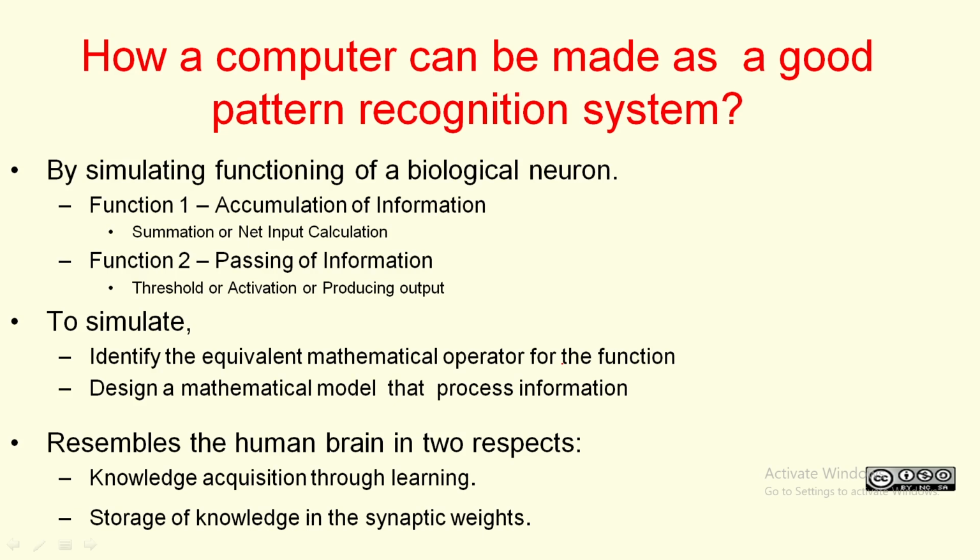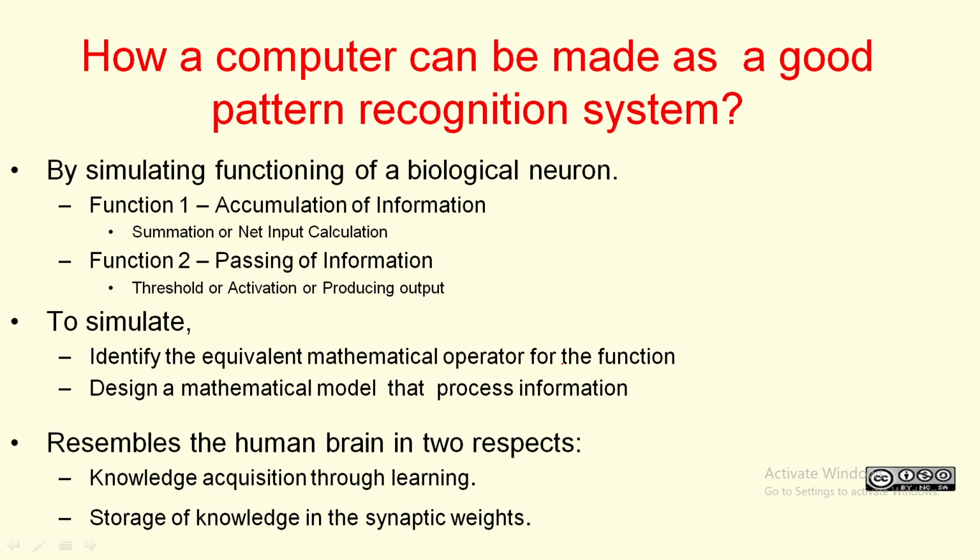That is, when the information keeps coming in from the dendrites via synapse and via axon and gets into the soma, it keeps on coming up. That is, the information is getting accumulated. So this operation can be mathematically treated as a summation operation, or otherwise called the calculation of the net input. What is the second function? Once the soma gets filled up, or once its information accumulation has reached its predefined threshold, it will start ejecting information, that is, passing the information from one neuron to another neuron.